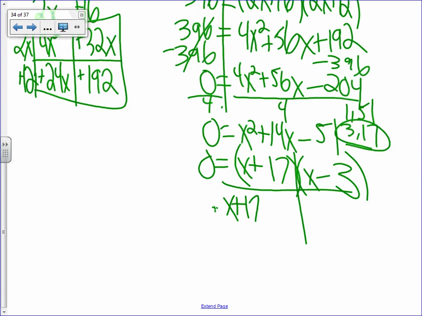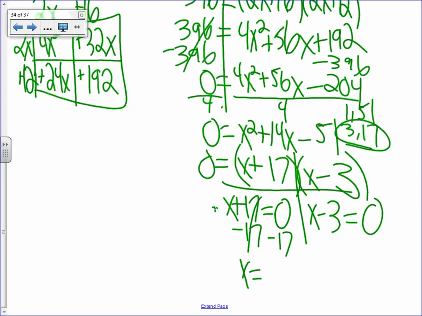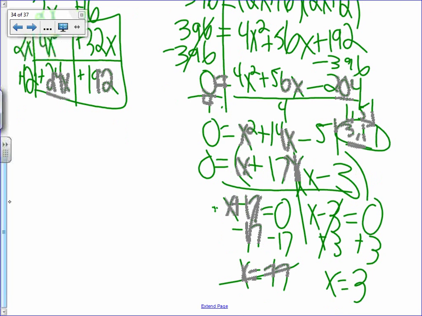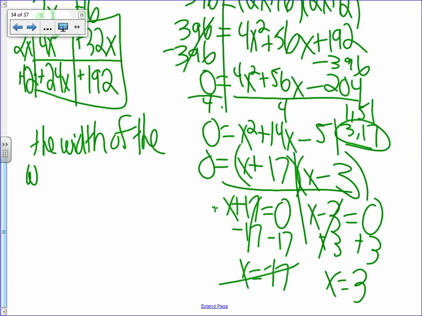X plus 17 equals 0, x minus 3 equals 0. Minus 17, minus 17, x equals negative 17, and plus 3, plus 3, x equals 3. We're talking about the width of a walkway, it can't be negative. So x must equal 3. So the question was asking for the width of the walkway in meters. The width of the walkway is 3 meters.